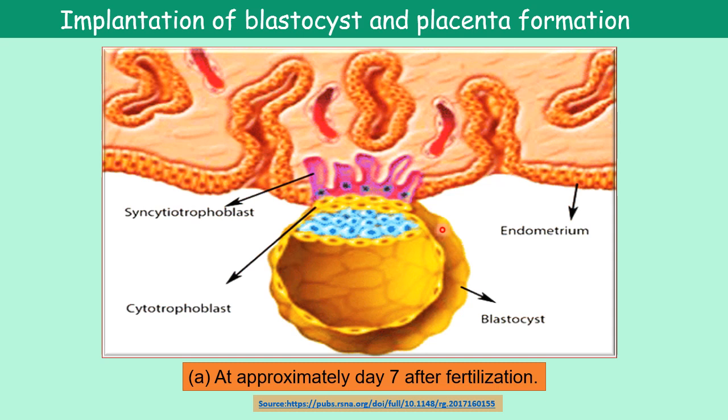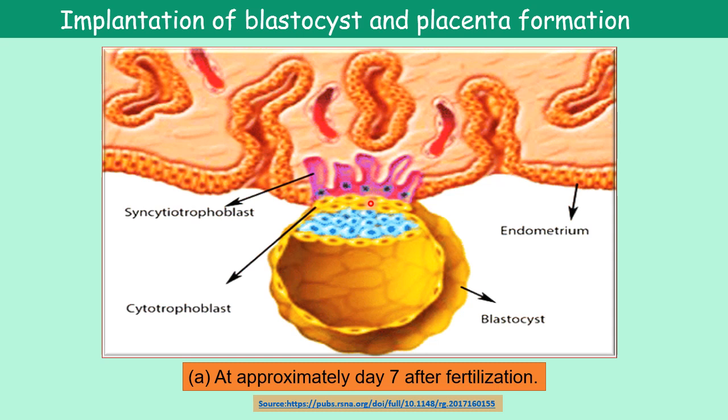The blastocyst is usually implanted within the posterior superior wall of the uterus by day 7 after fertilization. Implantation occurs in the functional layer of the endometrium during the progestational or secretory phase of the menstrual cycle.